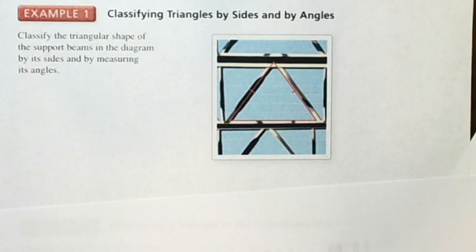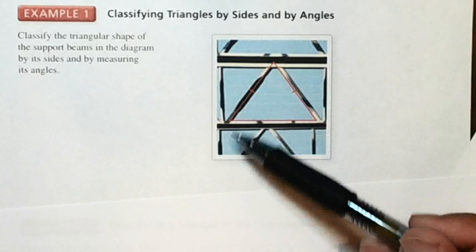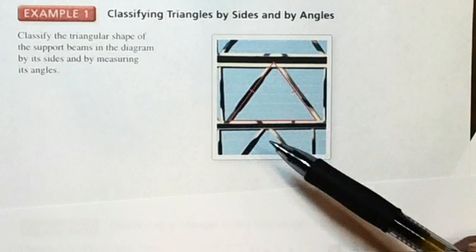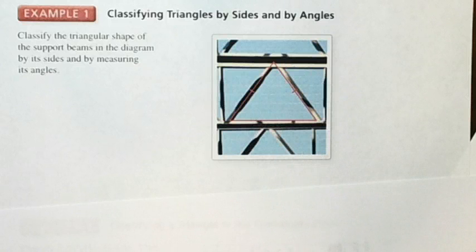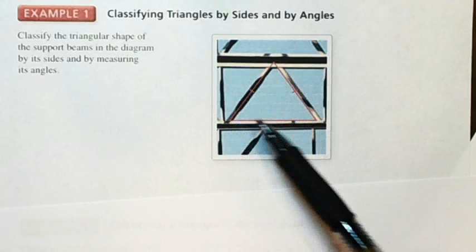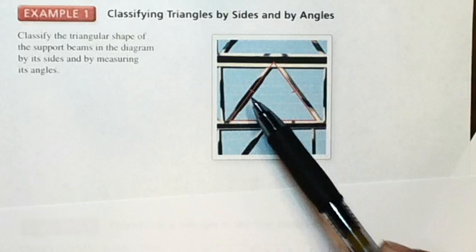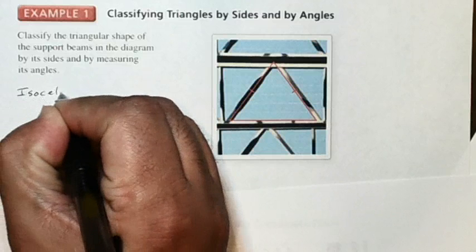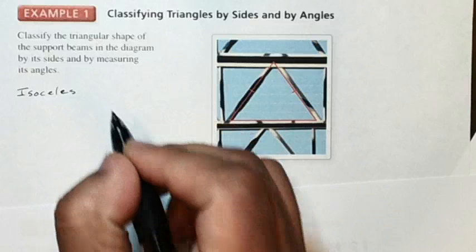We want to look at this triangular shape here in the middle, and we want to classify it based on its sides and also by the angles. Now, looking at the description and looking at these little tick marks right here, we know that it is an isosceles triangle because 2 of the sides are equal.